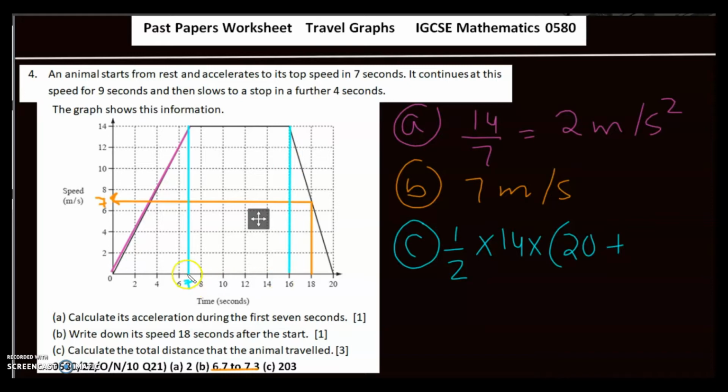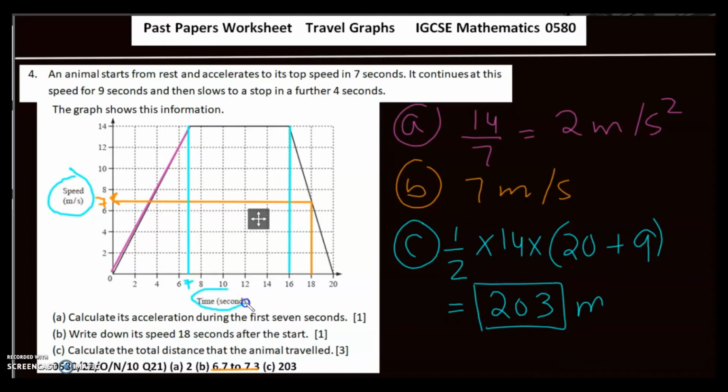So between 6, 7, 8, 9, this should be 9 units. So let's say 0.5 times 14 times 29, which gives us 203 meters, which is the answer. Again, the first thing I should have done in this question is check for any unit conflicts, which there are none. Otherwise, we need to do some adjustment before we can start doing the questions, as we'll see in the later questions.